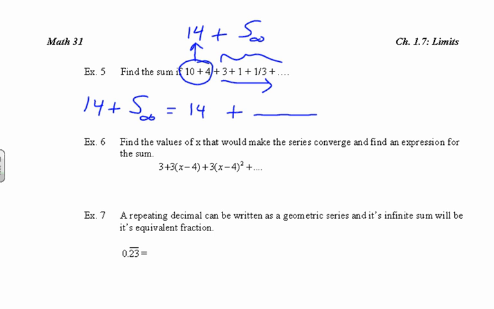In order to get the S infinity part, though, I need an a value and I need an r value. I'm going to write something in now. I'm going to write it in purple, even though I'm holding a green pen. And yes, it's a secret agent pen.